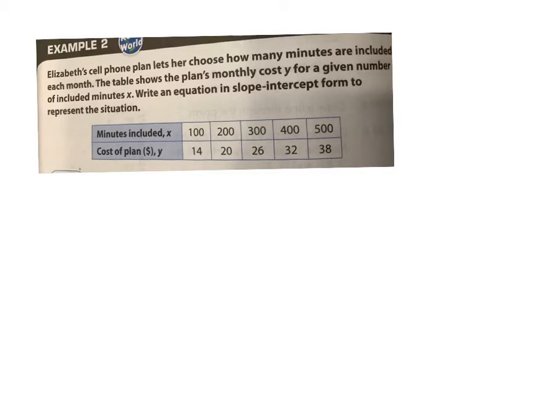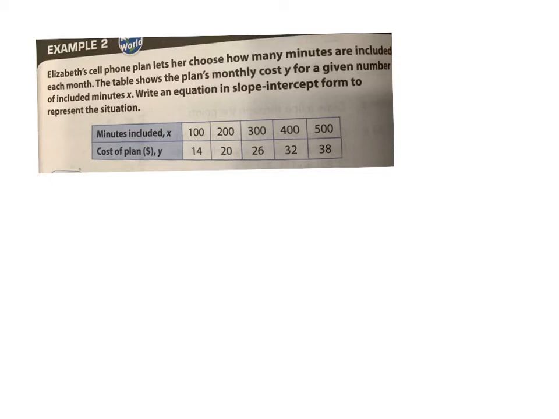But let's say Elizabeth found one of those old plans. Cell phone plans lets her choose how many minutes are included each month. The table shows the plan's monthly cost, so what the plan itself costs, a one-time fee for the month, for a given number of included minutes. Write an equation in slope-intercept form to represent the situation. So she pays a certain fee for her cell phone plan, but she has to pay a certain amount per minute she uses her phone, like the old days.